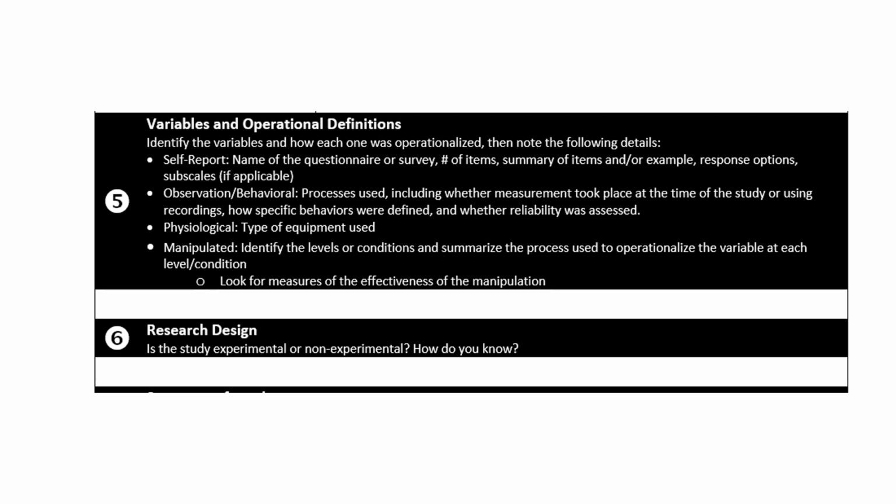After we have the information about the variables, we can make a quick note about the research design. Given the way the design influences what we know from the study, it's a helpful cue for interpreting the results. Which brings us to the last section of the summary, the results.